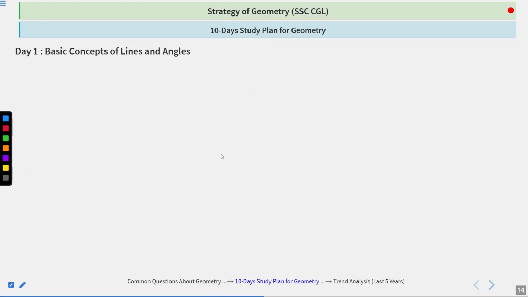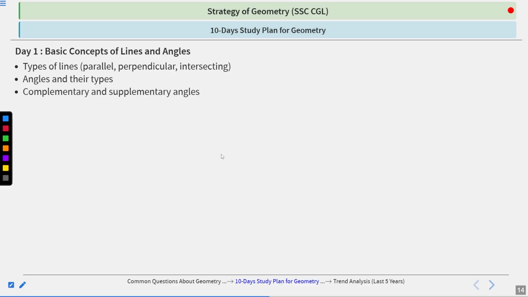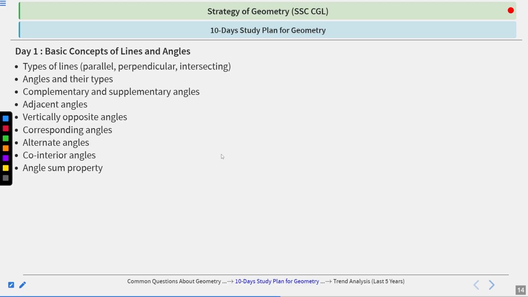Now we move to the 10 days study plan for geometry. On the first day we need to learn the basic concepts of lines and angles. The subtopics: types of lines, parallel, perpendicular, intersecting lines, angles and their types, complementary and supplementary angles, adjacent angles, vertically opposite angles, corresponding angles, alternate angles, and co-interior angles. Angle sum property. You need to learn all these on day 1 and practice a minimum of 20 to 25 questions based on these basic rules of lines and angles.